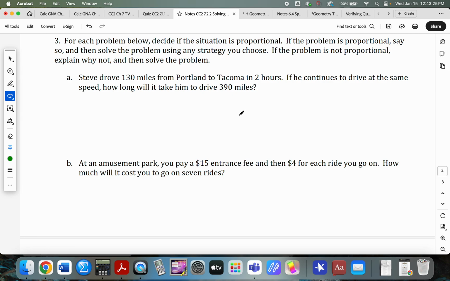All right. So Steve drove 130 miles from Portland to Tacoma in 2 hours. If he continues to drive at the same speed, how long will it take him to drive 390 miles? So remember that when you're talking about this, the easiest way to think about whether it's proportional or not is if one of the quantities doubles, does the other quantity double? In other words, if he drives 4 hours at that same rate, will he have gone 260 miles? Yeah, so this is proportional.